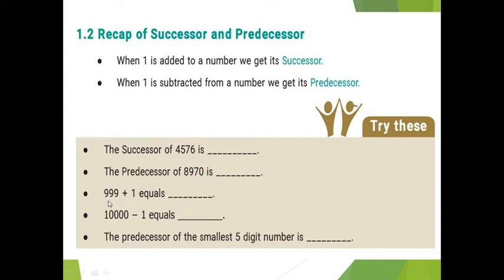So next one is 999 plus 1 is equal to 1000, right? If we add 1 to 999, you will get 1000. So the answer is 1000. Next question, 10,000 minus 1 equals. If we subtract 1 from 10,000, we will get 9,999.